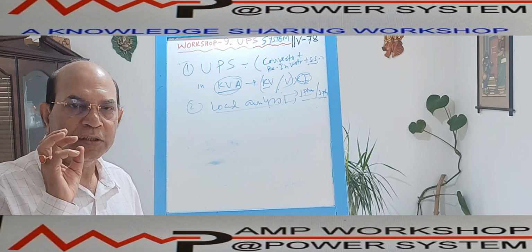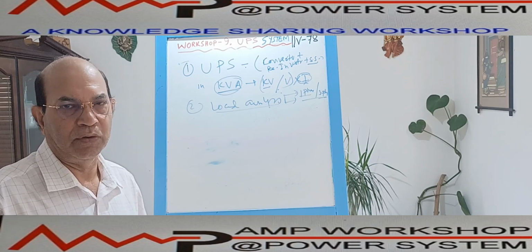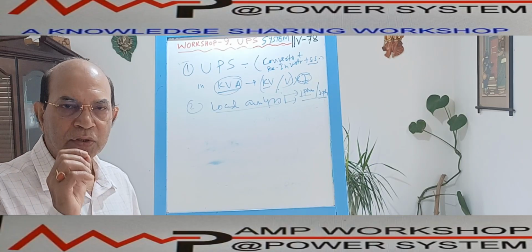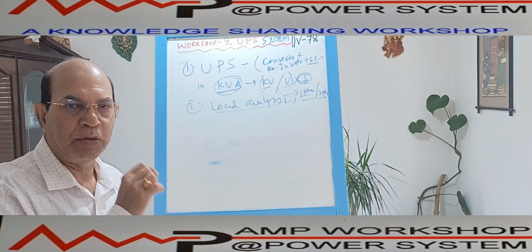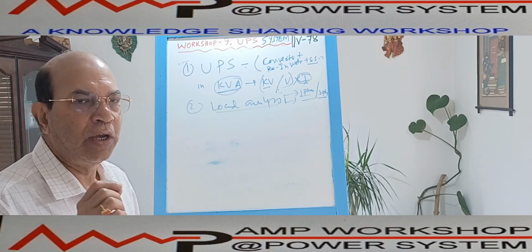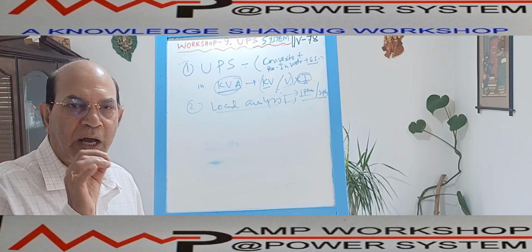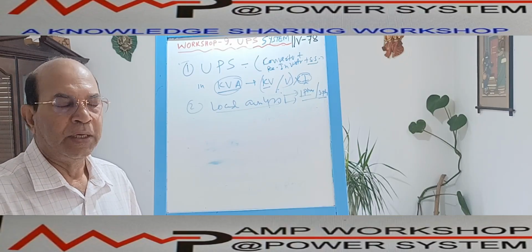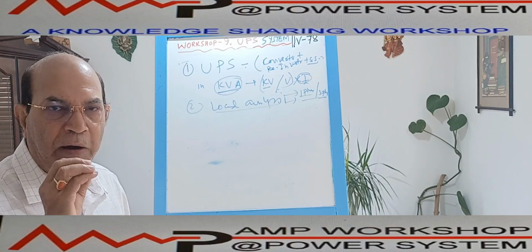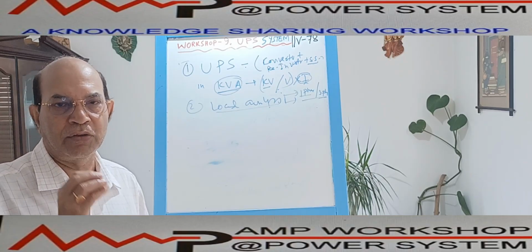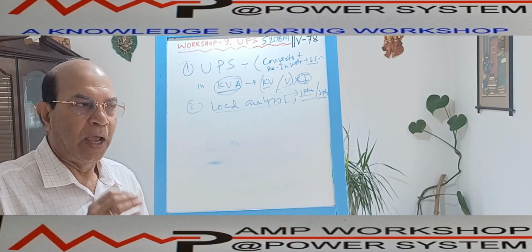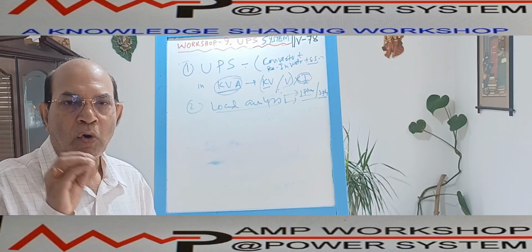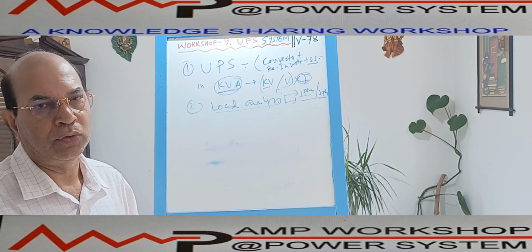First, what is the rated voltage of the critical load? That is the first part we need to look into. Once we find the rated voltage, then we have to look into the rated current of the critical load. That also we have to note down. Third, what is the power factor of this critical load? That we also need to look into. And fourth, whether this load is a single phase load or three phase load. That also we need to look at.